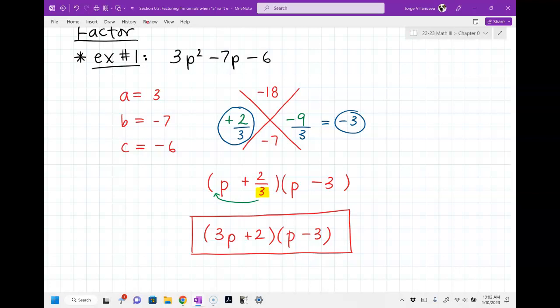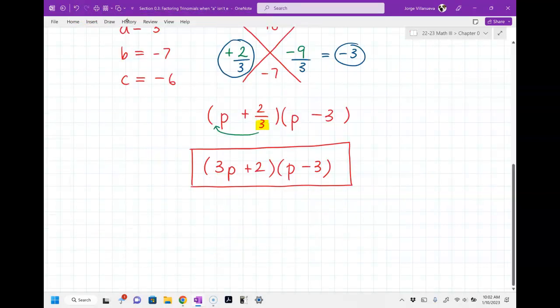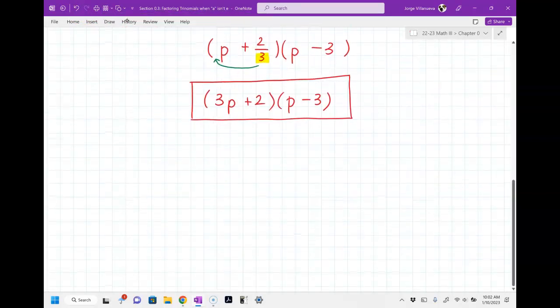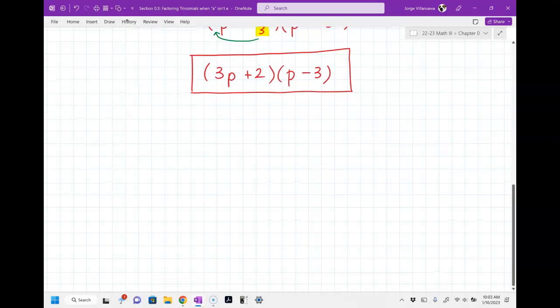It shouldn't be like, oh my gosh, this is so different. It's just the very end that's a little different, okay? So let me do another problem for you guys from your homework. You have 8 problems on your homework, so you only have 6 to do once we're done. So this is example number 2.